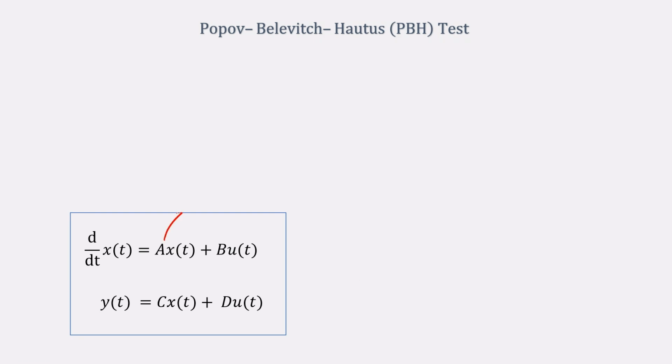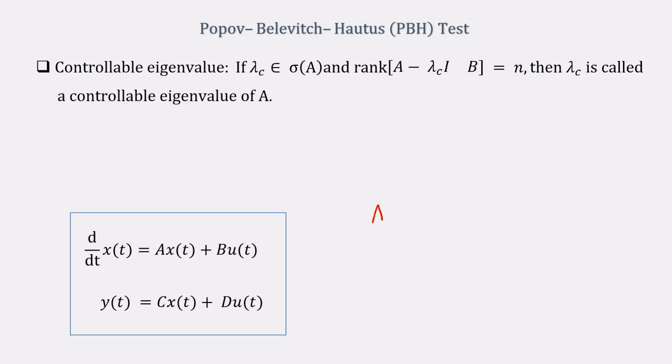So, A will have eigenvalues, right, because A is an n cross n matrix, A will have n number of eigenvalues. Now, it turns out that if A has n number of eigenvalues, the eigenvalues can be classified into 2 parts, and that is the classification we are looking into now. What is A? A is an n cross n matrix.